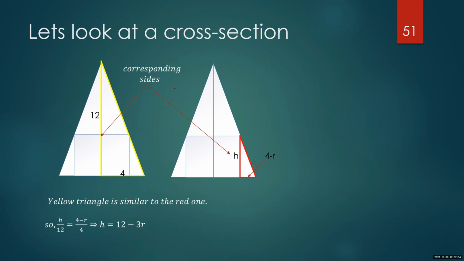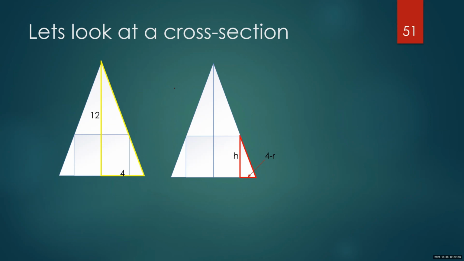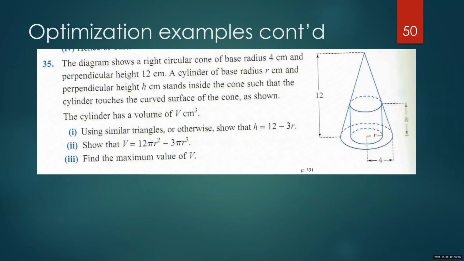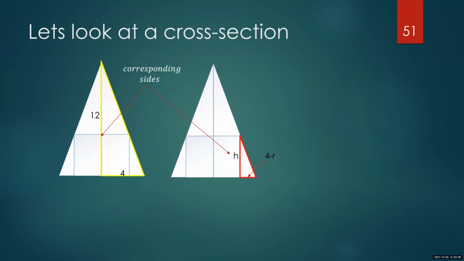Is everyone happy with that? It's a little bit of a jump from the previous slide to the cross-sectional diagram here. So I just want to pause for a moment, make sure that everyone's okay with that. If you have any questions, just raise your hand.